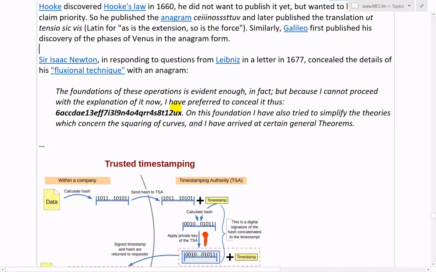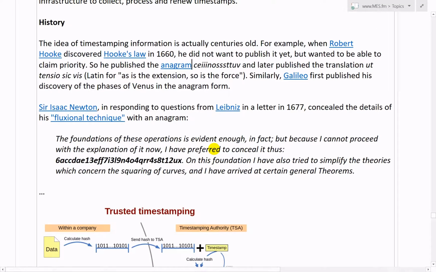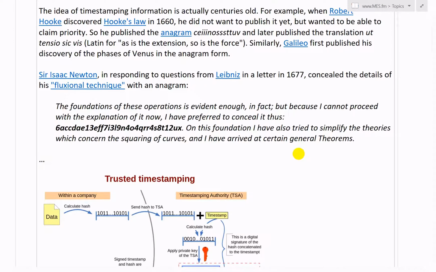Alright, interesting. Sir Isaac Newton, in responding to questions from Leibniz in a letter in 1677, concealed the details of his fluxional technique with an anagram. The foundations of these operations are evident enough, he stated, in fact, but because I cannot proceed with the explanation of it now, I prefer to conceal it thus, and he puts this anagram, or just random letters. I believe an anagram is just a rearrangement of letters and words. So very interesting here, he puts this giant weird one like that.